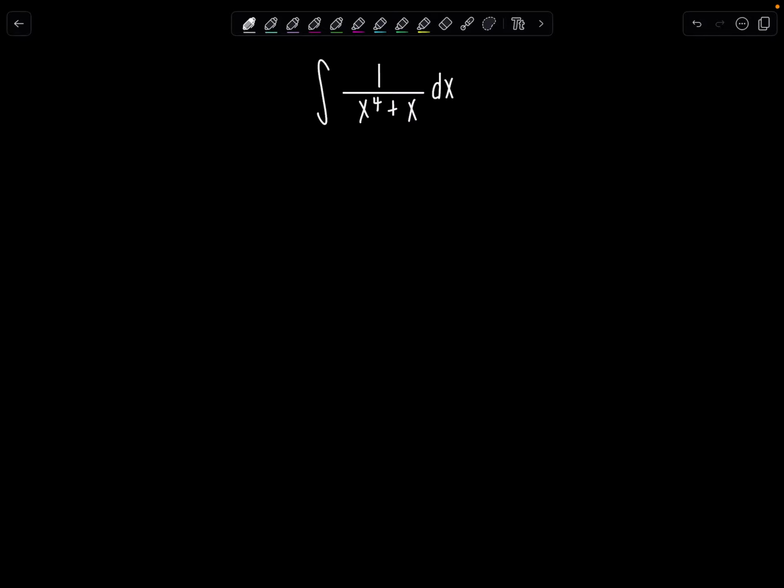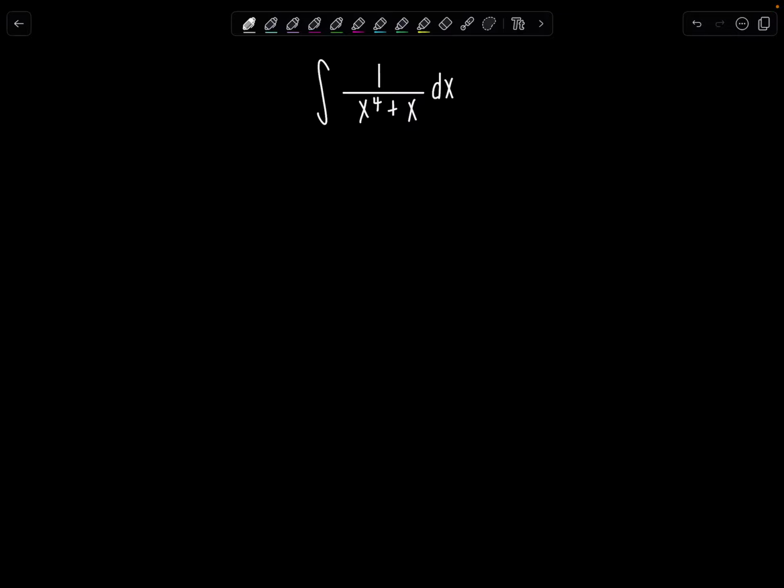Here's your latest integral of the day. We have an indefinite integral of 1 over x to the fourth plus x dx. And your hint is it just takes finding the partial fraction decomposition and then you integrate right after that.